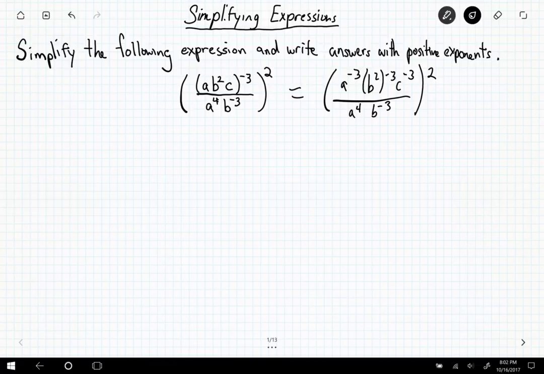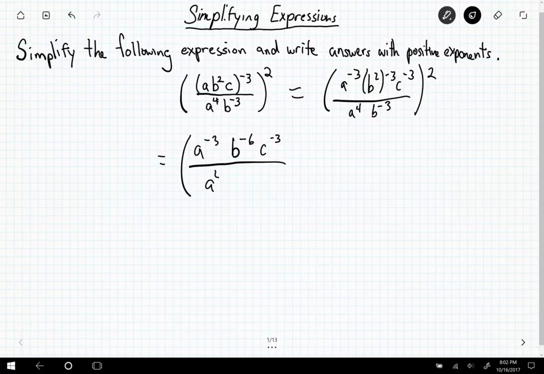So moving forward from here, we can just use some laws of exponents. First we'll have a to the negative 3, and then we'll have b, and when you go squared times that negative 3 power, that becomes b to the negative 6 because you multiply the exponents up there. Okay, and after that we have c to the negative 3, and down below a to the fourth and b to the negative 3, and this whole quantity squared.